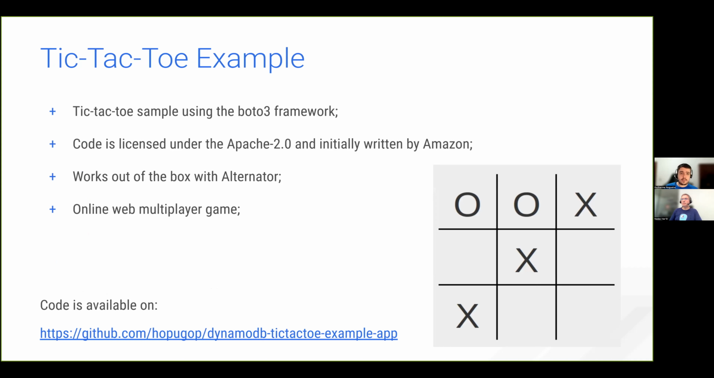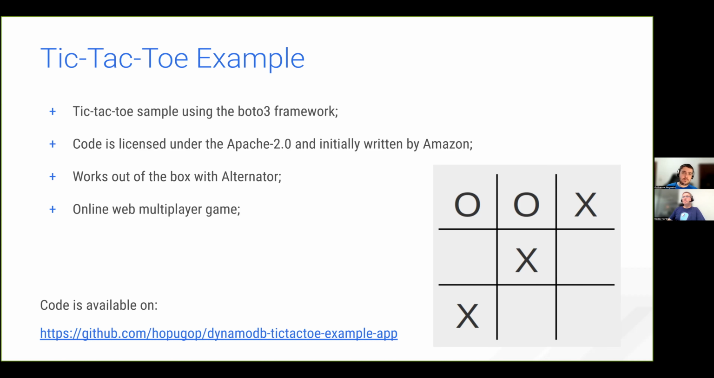The tic-tac-toe example that we're looking at is sample code that was initially written by Amazon and licensed under Apache 2, which we updated to use the Boto3 framework. It works out of the box with Alternator. Boto, the first version of the library, also works by default, but we wanted to bring some fresh air into this very classic project and show you how it can work with our Alternator functions just out of the box. It is an online web multiplayer game, so you can invite your friends to play with you.